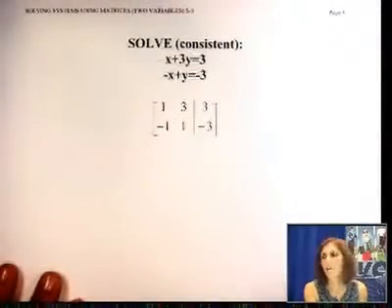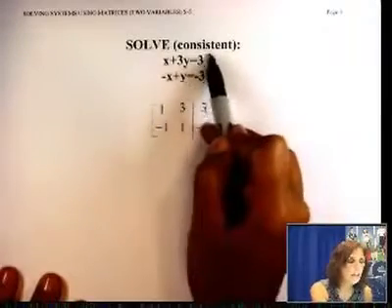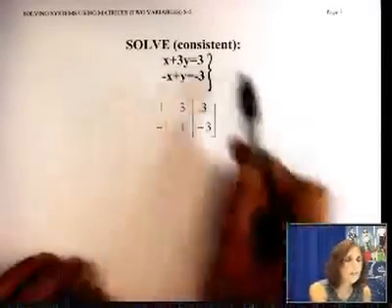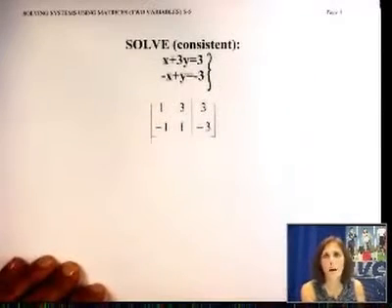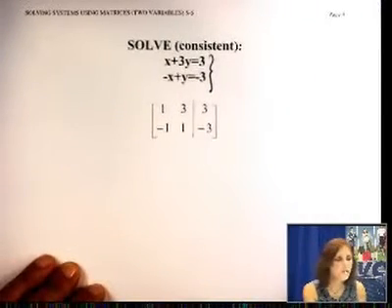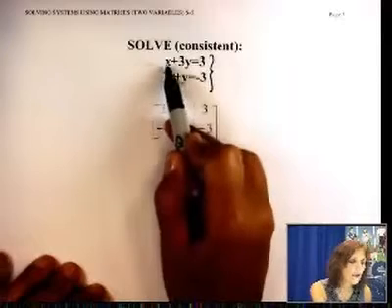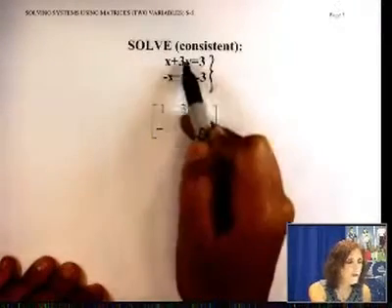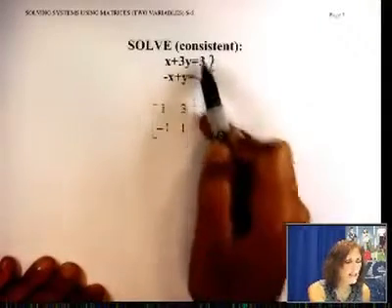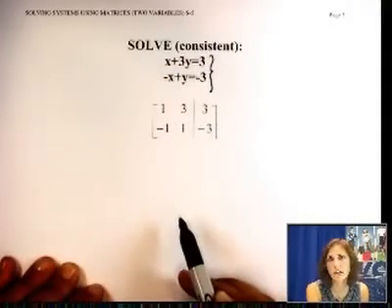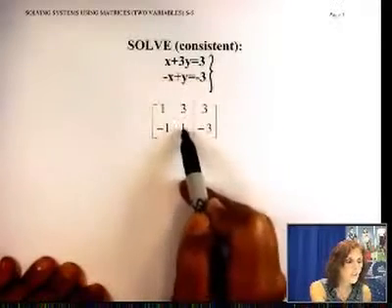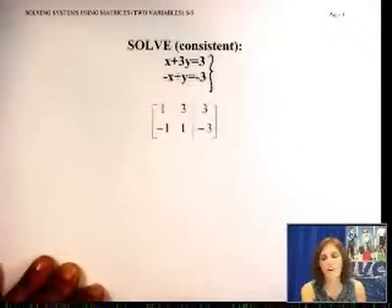All right, so if I have a system like that, you're first going to pull x and y to the left and leave the constant term on the right. And you're going to write down the coefficients. Coefficient of x is 1, coefficient of y is 3, and the constant is 3. You do that with the second one. Coefficient of x is -1, coefficient of y is 1, and the constant is -3.